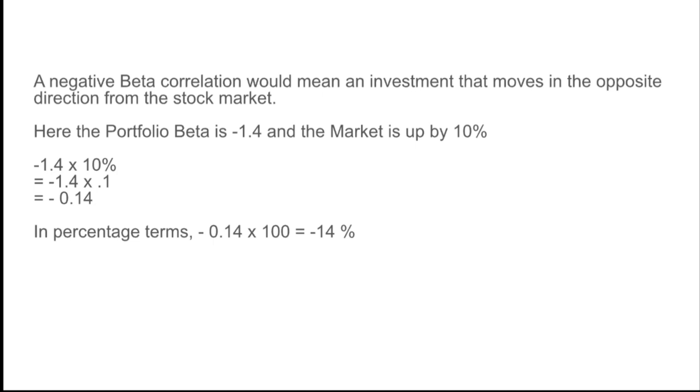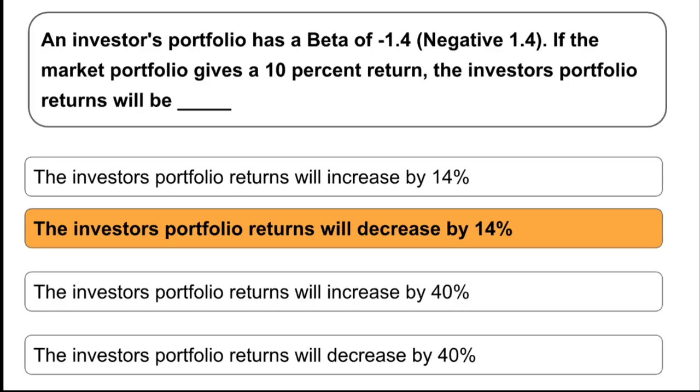So in order to find out, minus 1.4 multiplied by 10 percent will give you minus 0.14, which if you want to express in percentage terms, that will come out to be minus 14. That is, investor portfolio returns will decrease by 14 percent.